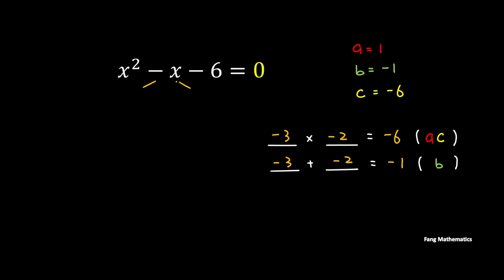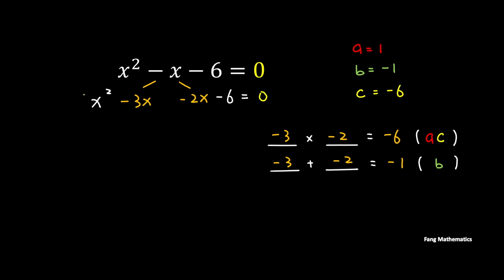We are now going to break the linear term apart. So b is minus 1. We break minus 1 into the two numbers you found, so minus 3 and plus 2. Attach x to each number, and copy the x squared and minus 6 equal to 0 down.